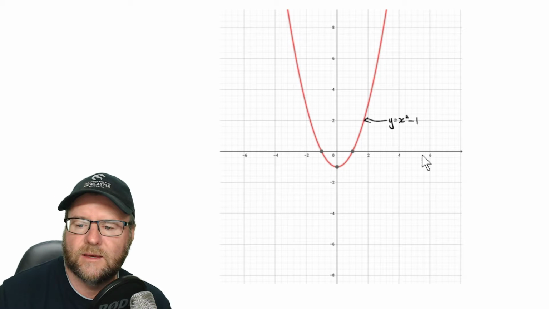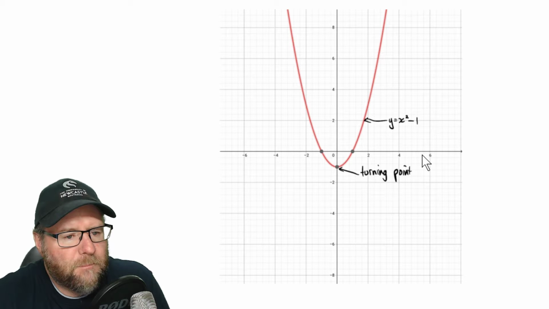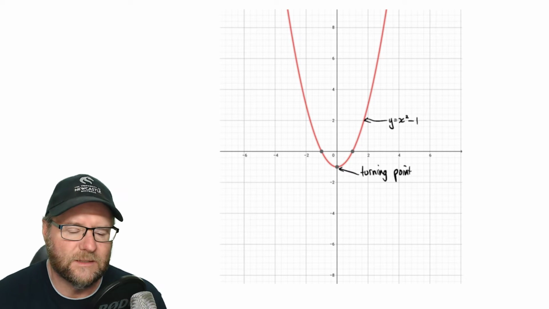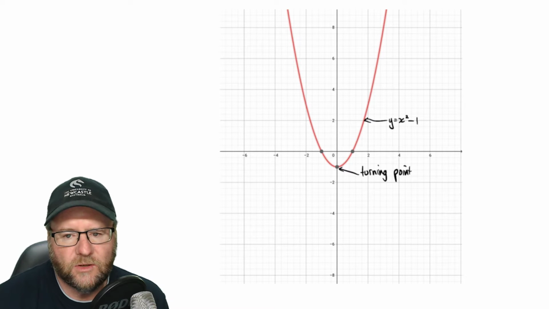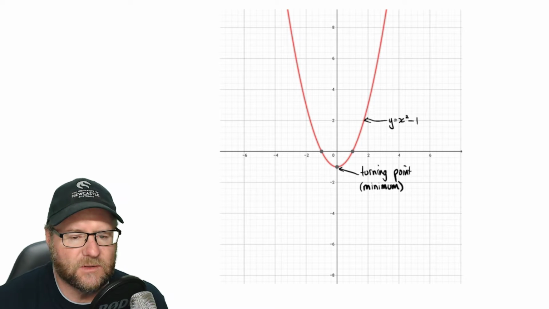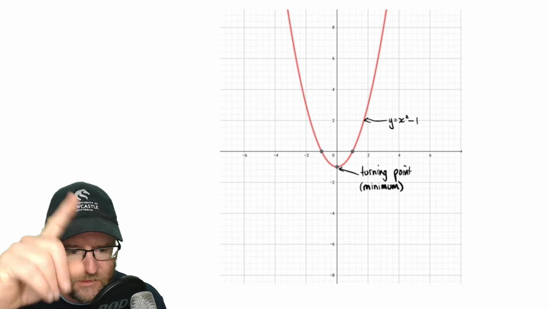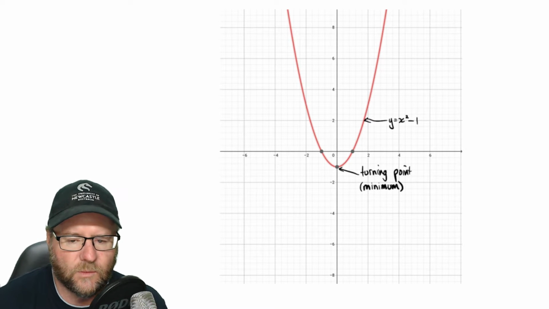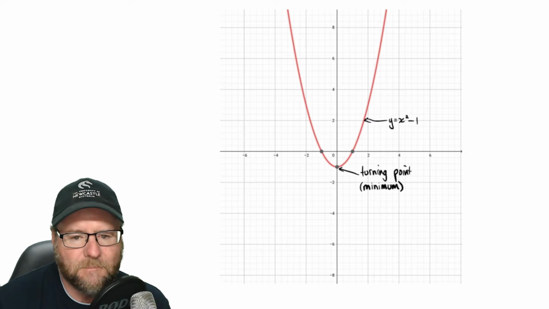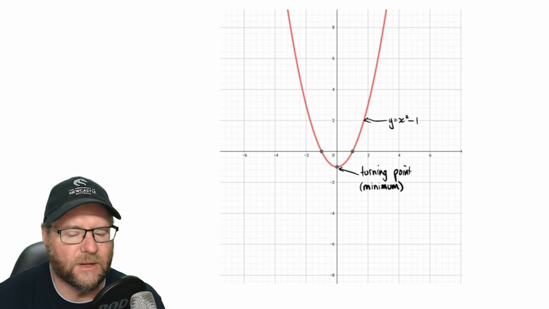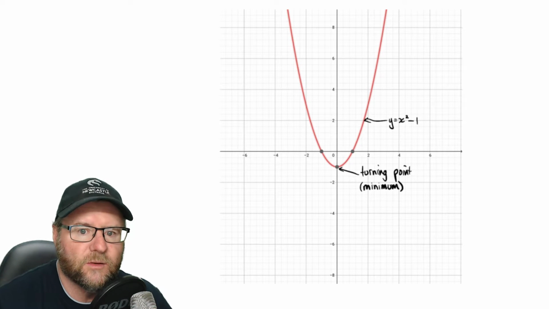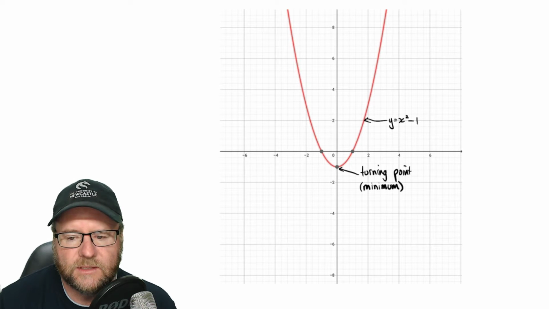So the parabolas can move around a little bit based on what else is going on in the quadratic equation. The bottom point of the quadratic, or where it changes direction, we call a turning point. In this case, because it's a quadratic that goes up and down, like it curves with a bottom, we call that a minimum. Okay, it has a turning point. It also has a minimum value. That's as low as the y value gets. We're talking about the y value in this case.